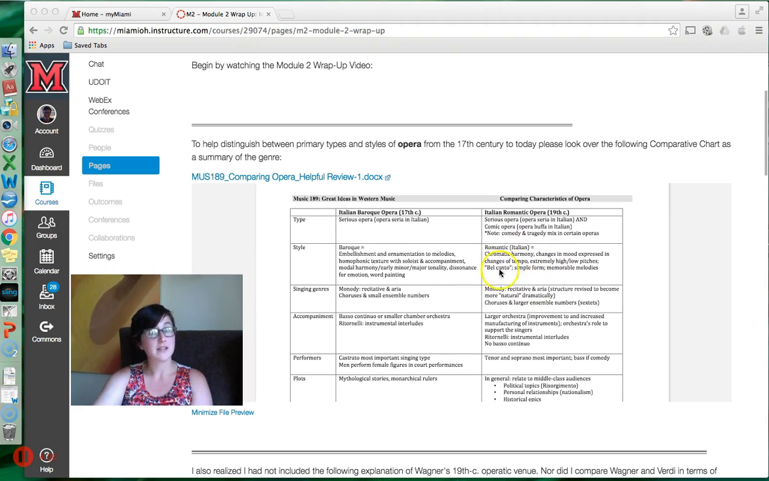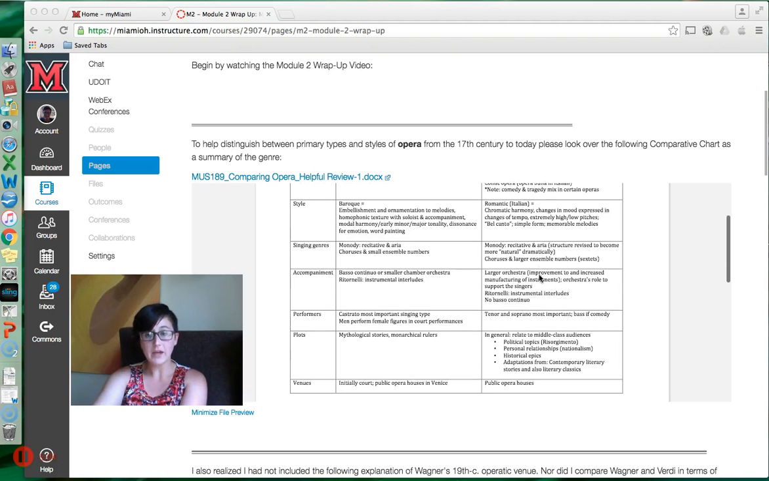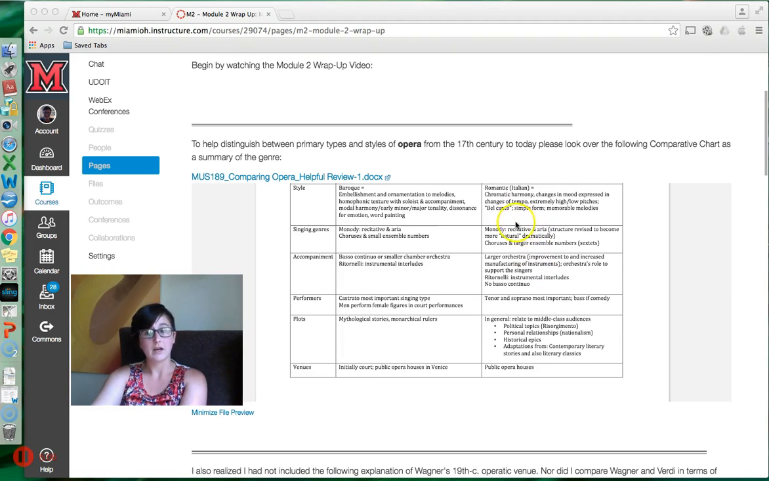It's the Romantic style because it is the Romantic period which was introduced to you. Then we have, via your book, monody continues in Italian 19th century opera, but we are going to also add choruses and larger ensemble numbers. So this is kind of a difference. This is why this chart is good. It outlines differences, how opera is changing over the centuries.